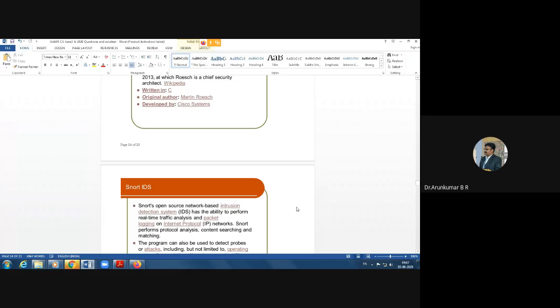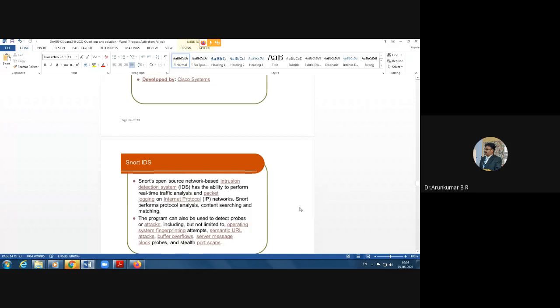SNORT is an open source network based intrusion detection system, IDS, that has the ability to perform real time traffic analysis and packet logging on internet protocol networks. SNORT performs protocol analysis, content searching, and matching. The program can also be used to detect probes or attacks, including but not limited to operating system fingerprinting attempts, semantic URL attacks, buffer overflows, server message block probes, and stealth port scans.